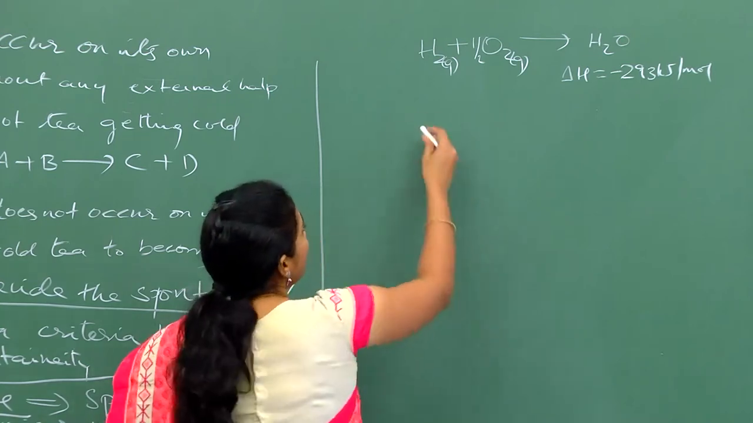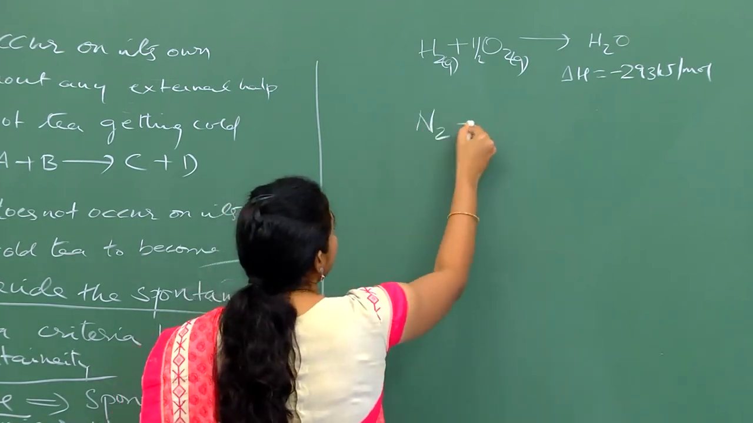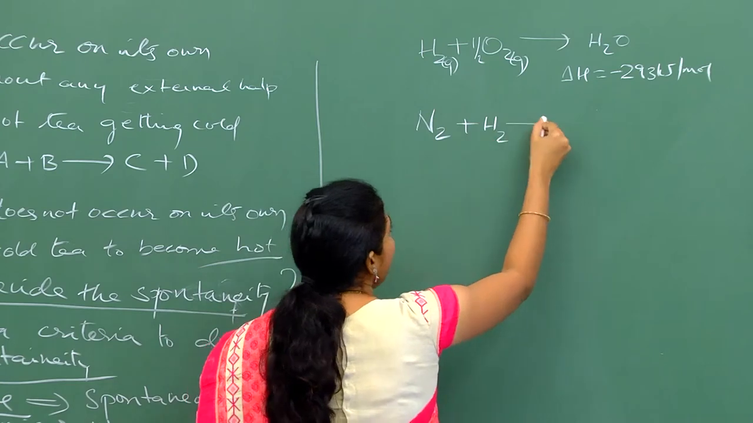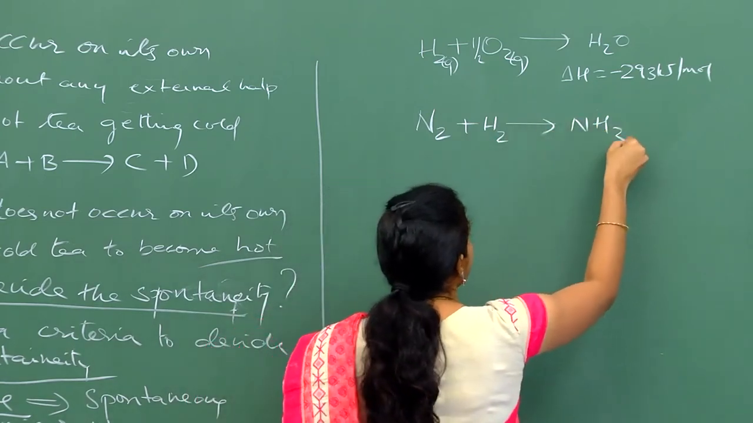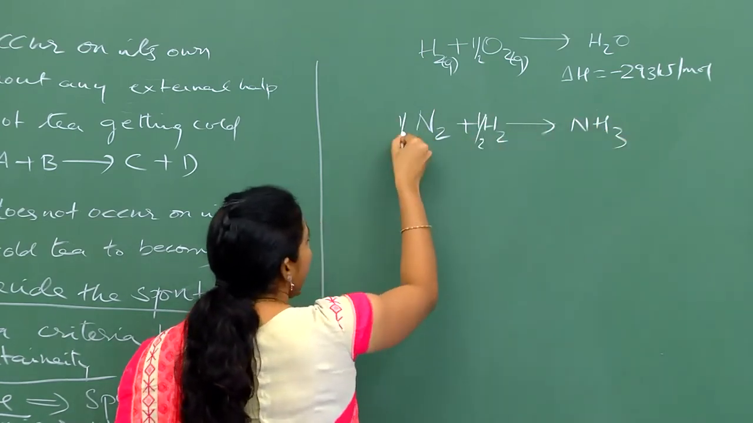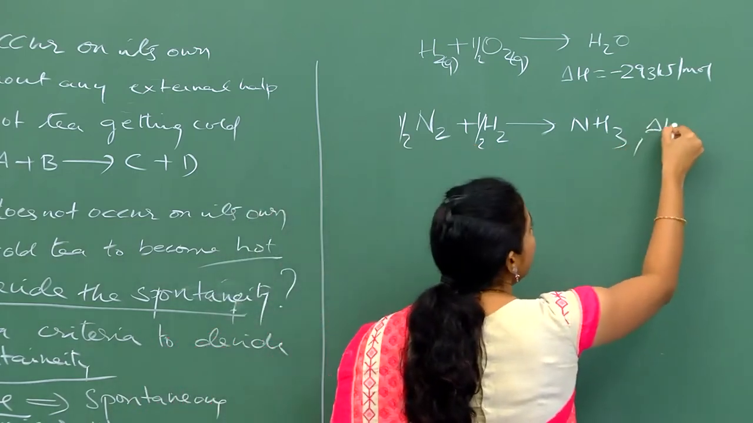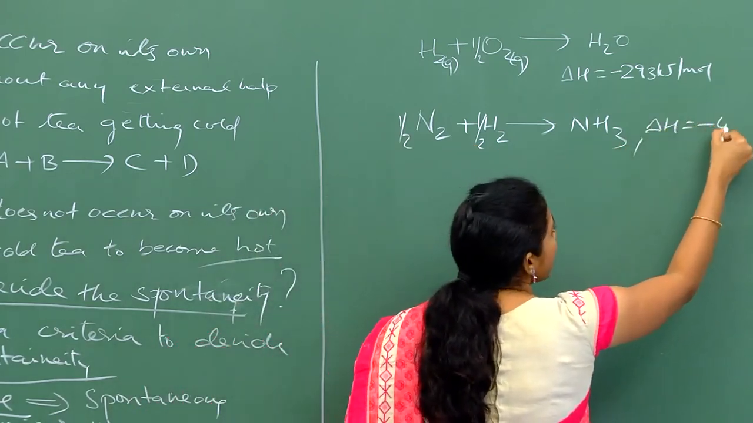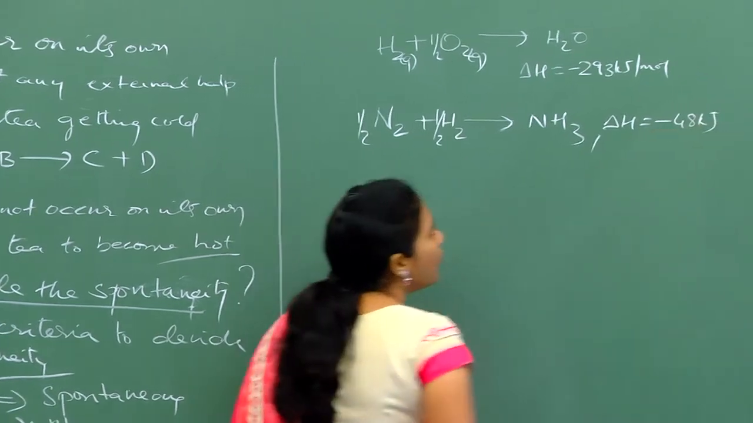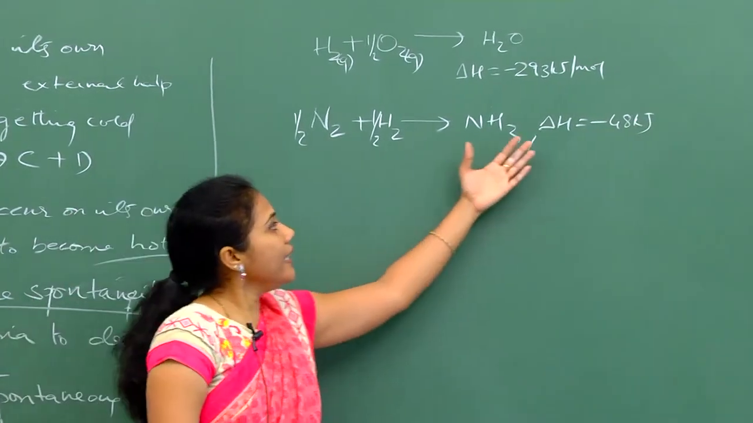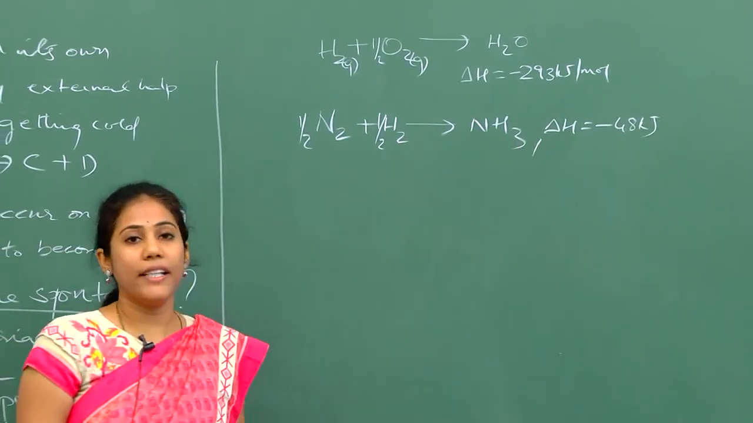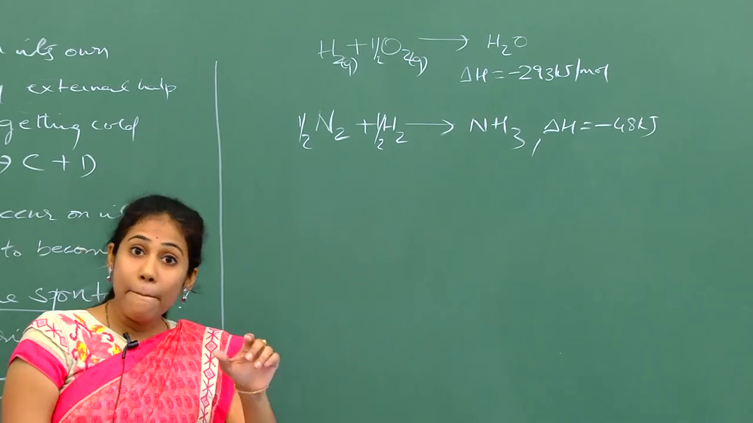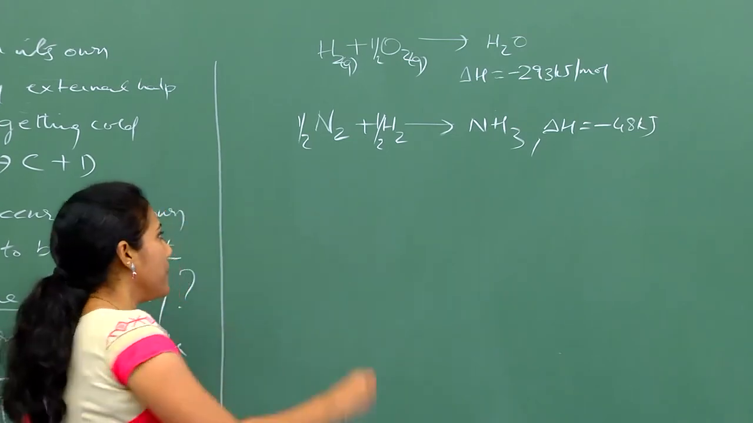Okay. Say another example here, N2 plus H2 may combine to give NH3, right. Even this reaction's enthalpy is also negative, that is minus 48 kilojoule per mole. So, looking at the delta H value, I can say this is a spontaneous reaction. Okay. But there is a problem here.